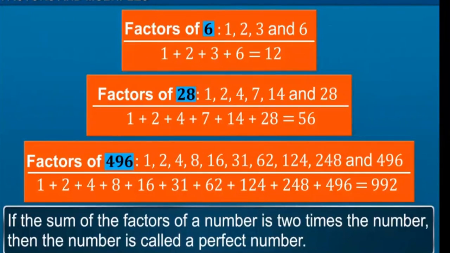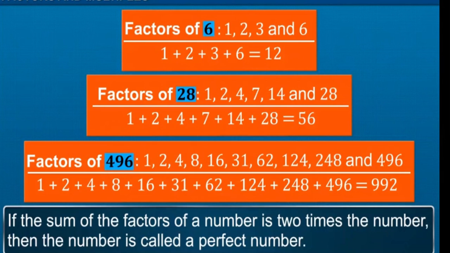Now, in the same way, the factors of 28, and the same way the factors of 496. Okay, so when we add all these factors, we get 2 times the numbers. Such numbers are what we call perfect numbers. But not all numbers are perfect numbers. If we take 8, and add 1, 2, 4 and 8, we do not get 2 times 8. Okay, so these are the special numbers, some of the numbers that are perfect numbers.